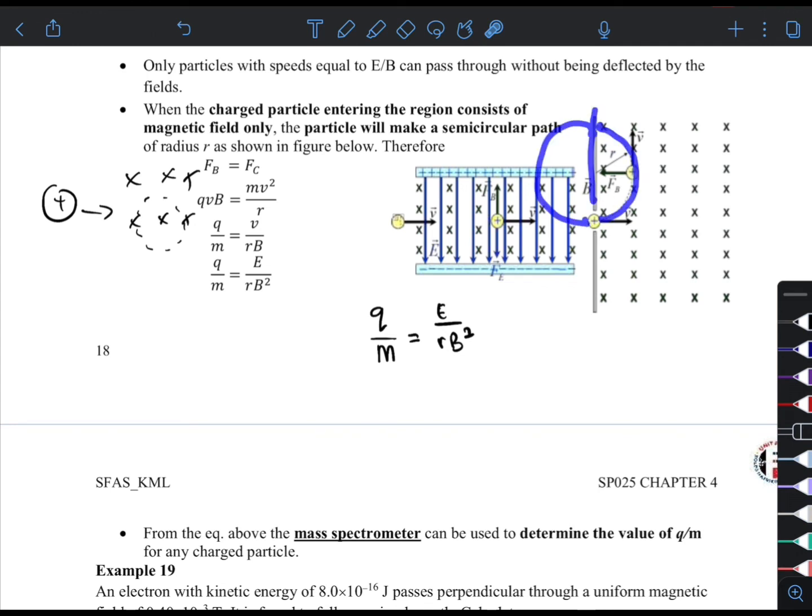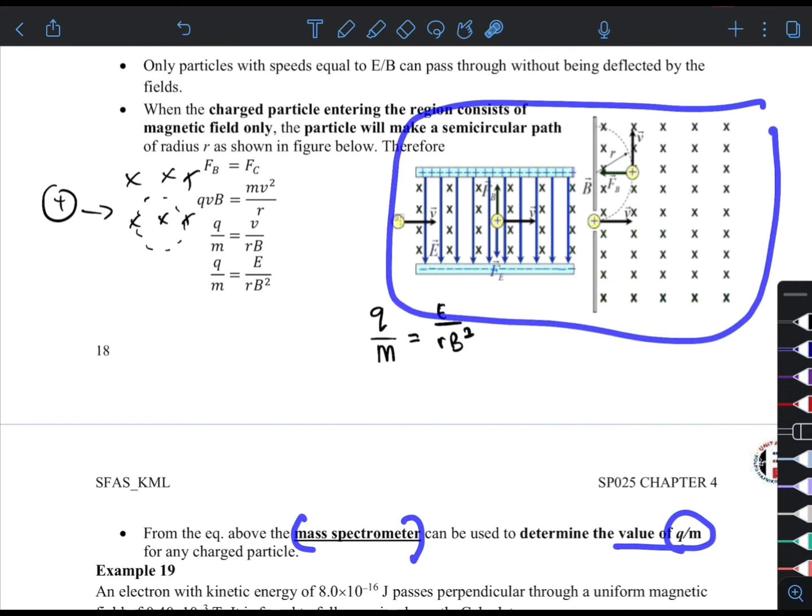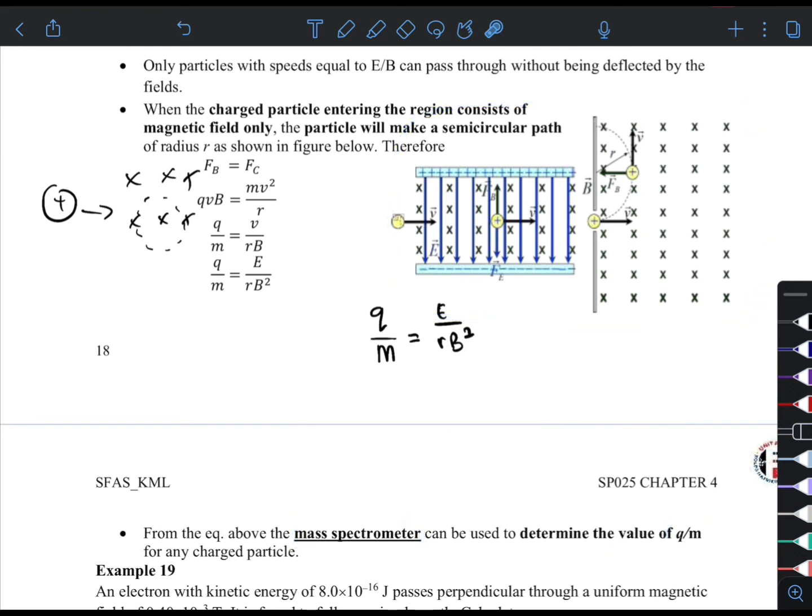Okay, so apa tujuan kita letak plate dekat sini dan kita stop dekat sini adalah sebab kita nak tahu this ratio of Q over M. Itu fungsi mass spectrometer, iaitu to determine the value of Q over M. So this whole thing adalah apa yang kita panggil mass spectrometer, di mana kita nak tahu apa dia punya ratio of the charge to the mass in order to identify the charges sebenarnya.